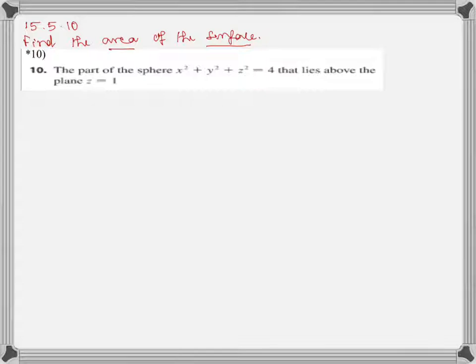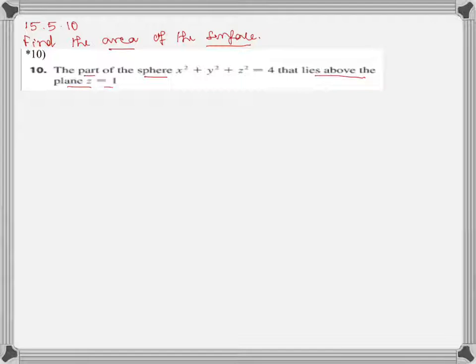The part of the sphere x squared plus y squared plus z squared equals 4 that lies above the plane z equals 1. So we have to consider the part of the sphere x squared plus y squared plus z squared equals 4 that lies above the plane z equals 1. That is the only part we have to find the surface area for.